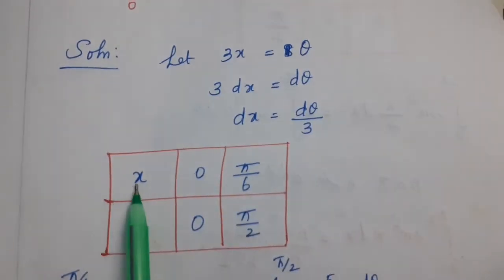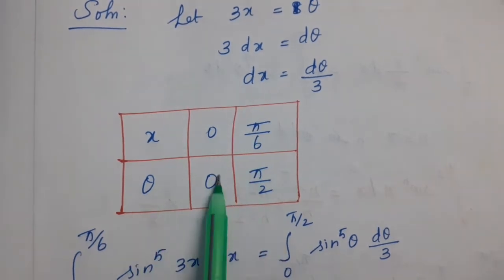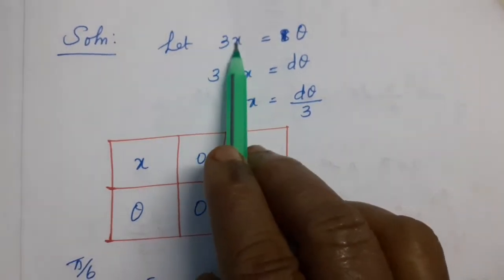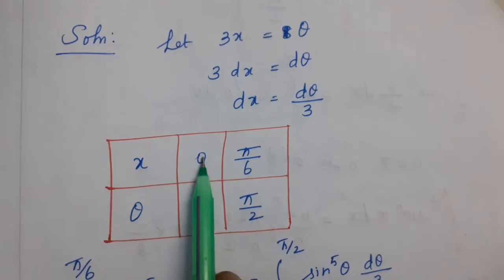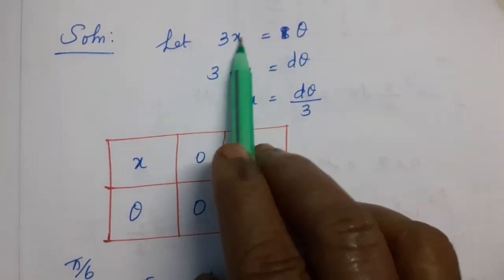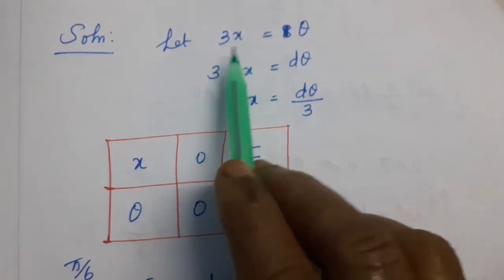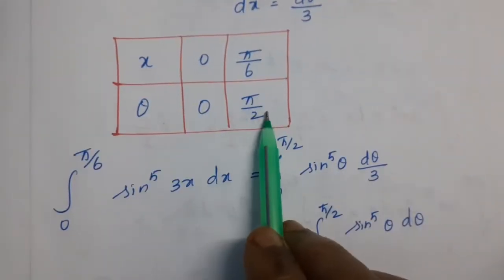What is the limit? x is equal to 0 to pi by 6. In terms of theta, instead of x you substitute 0, 3 into 0 is 0, so x equal to 0 means theta is also 0. x equal to pi by 6 means theta is pi by 2, since 3 into pi by 6 cancels to give theta equal to pi by 2.